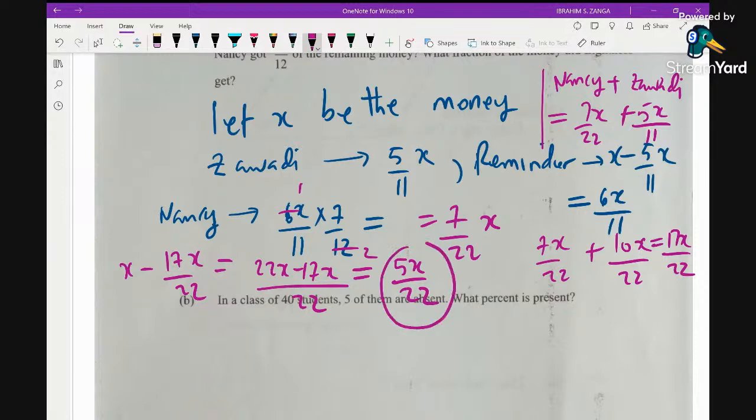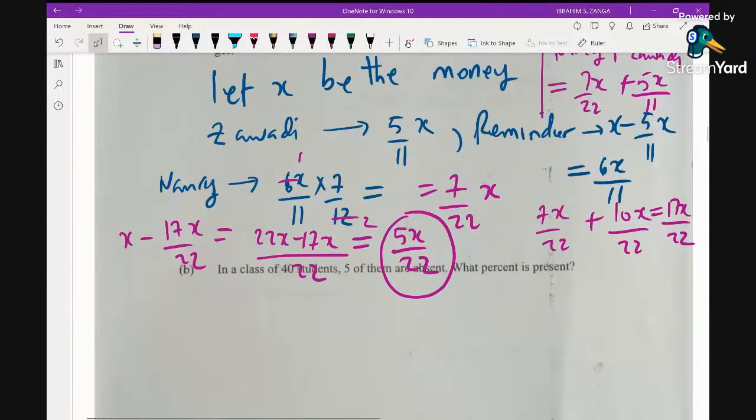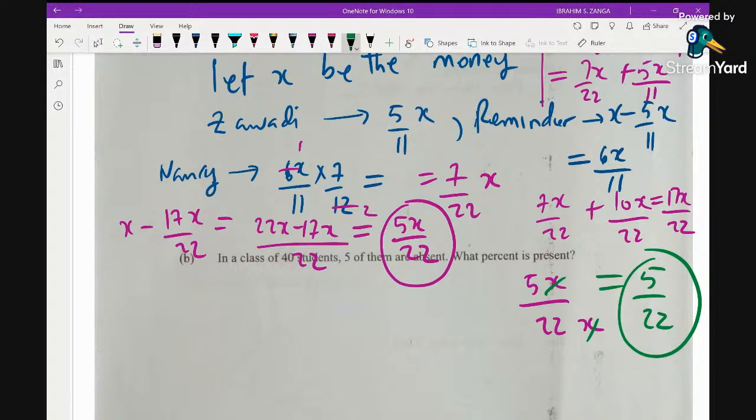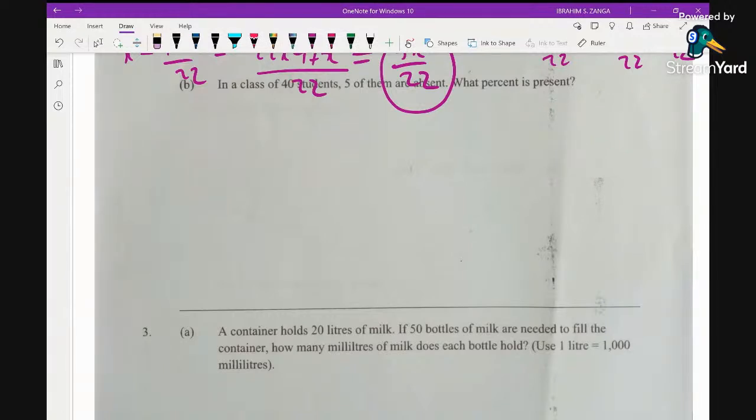So this is the money actually given to Lightness. And because this is the money given to Lightness, the fraction of the money given to Lightness is 5x over 22 divided by x again. The x and x will cancel. So the fraction required is 5 over 22. I think it is clear. 5 over 22.